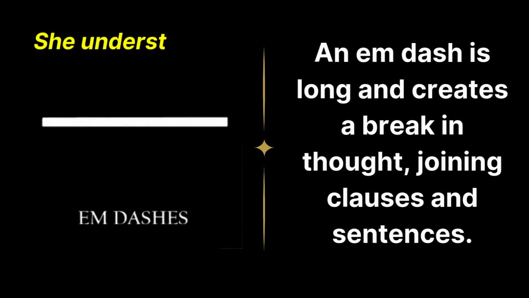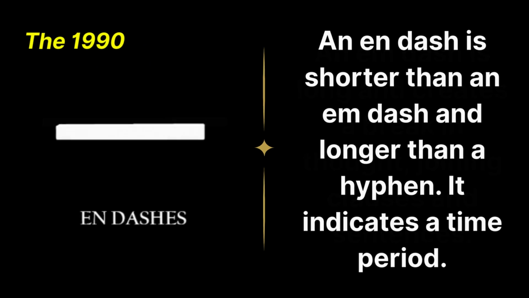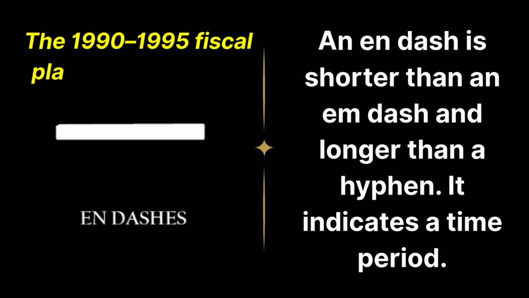An M dash is long and creates a break in thought, joining clauses and sentences. An N dash is shorter than an M dash and longer than a hyphen. It indicates a time period.